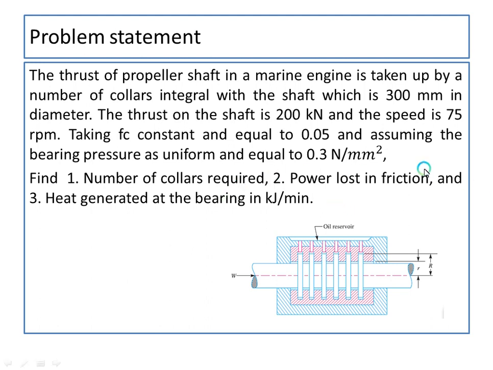As you can see, we have done problems on journal bearings where power lost in friction is also equal to heat generated in the bearing. So both can be taken as the same in this case also. As you know, heat generated depends upon the friction between the mating components. So thereby you can see that both are one and the same.